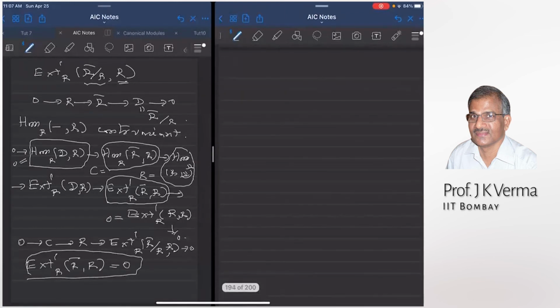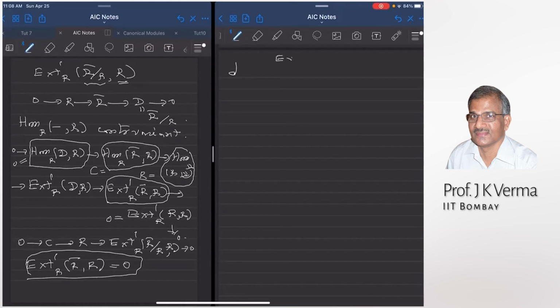Does anybody see that this module is 0? R, I'm assuming R is injective. Okay, R is injective. I mean, R is Gorenstein. R is not injective. R is a Gorenstein local ring of dimension 1, so it has finite injective dimension.